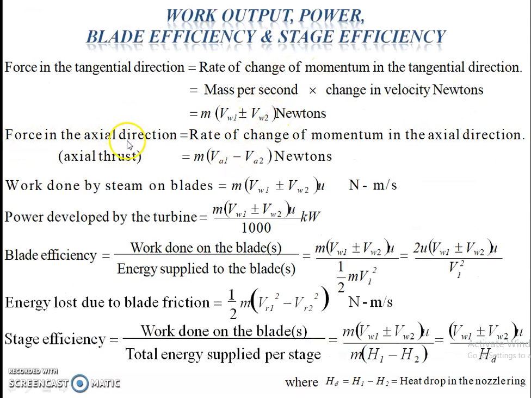For the force in the axial direction, under ideal conditions there is no axial thrust. Generally for axial motion we have to rotate the shaft, but the blade is rotating in circumferential motion. There is no friction on the axial thrust. With this axial thrust we rotate the blade with the help of the high velocity steam, that is the rate of change of momentum in the axial direction.